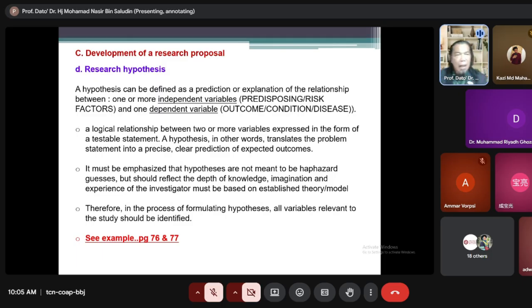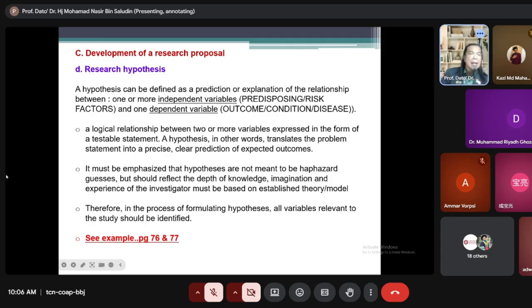Okay, research hypothesis. A hypothesis can be defined as a prediction or explanation of a relationship between one or more independent variables, predisposing or risk factors, and one dependent variable, outcome, condition, or disease. A logical relationship between two or more variables expressed in the form of a testable statement. That is a testable statement. You want to test the answer. Hypothesis testing.